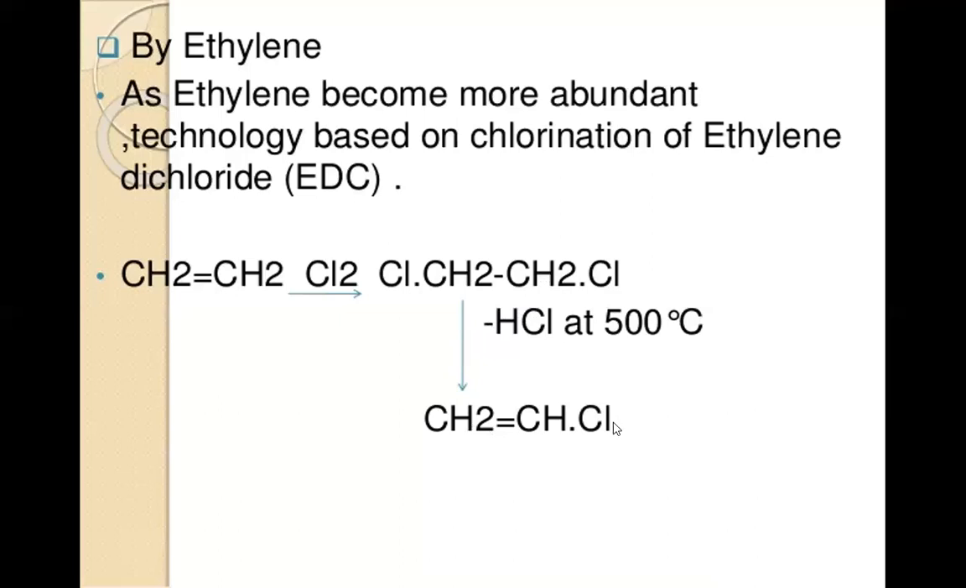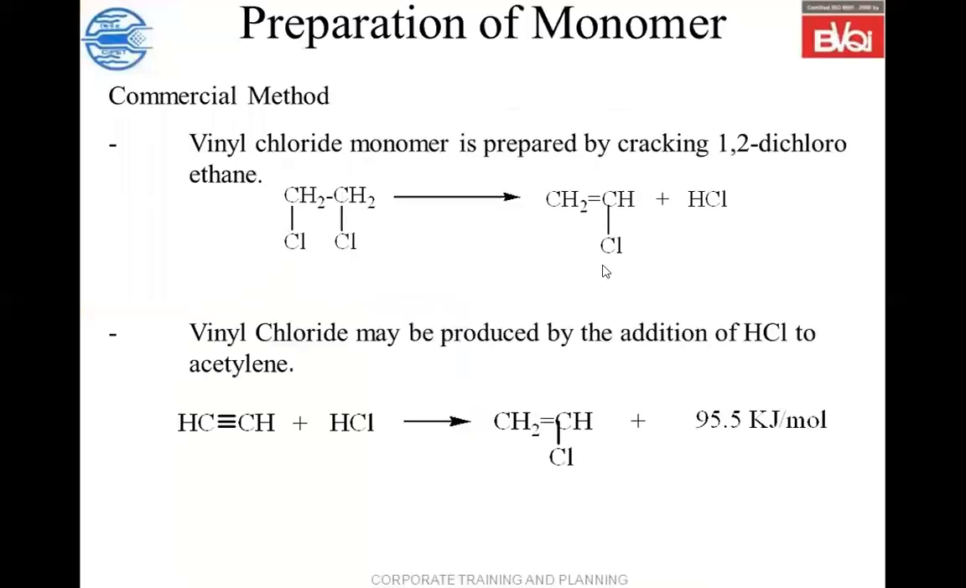Two types of reactions take place in this mechanism. The first step is halogenation, the addition of halogens to the two carbon atoms. And the second step is dehydrohalogenation, the removal of hydrogen as well as the halogen. So this is the second preparation.